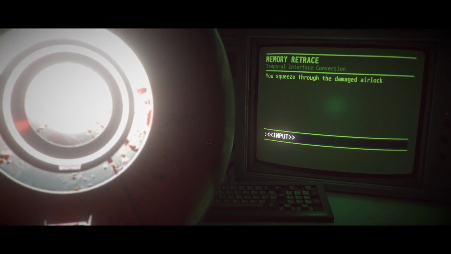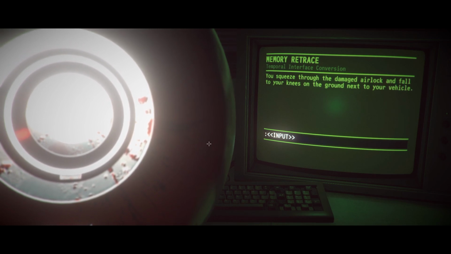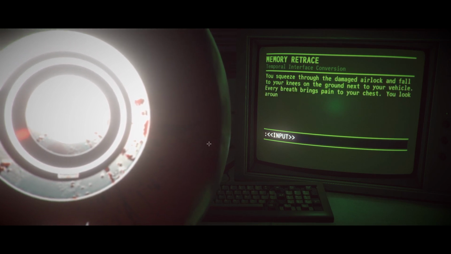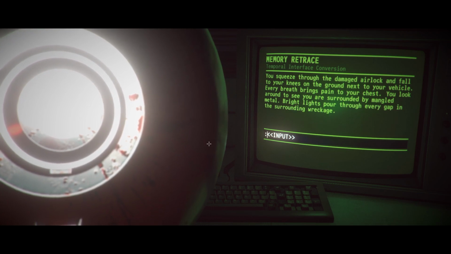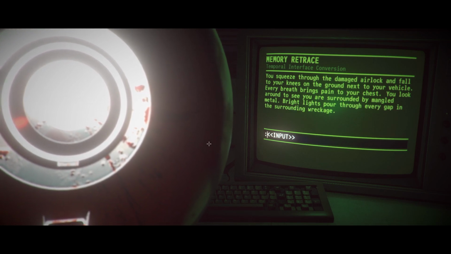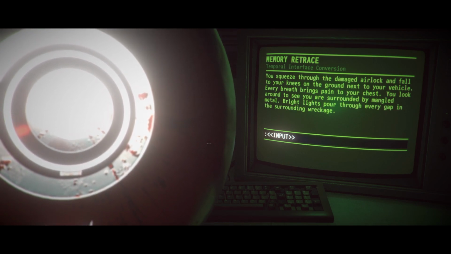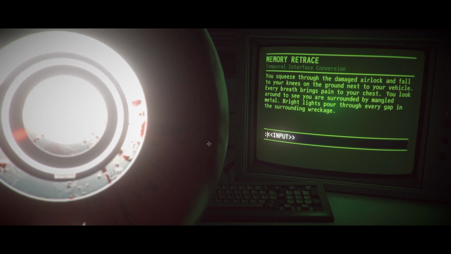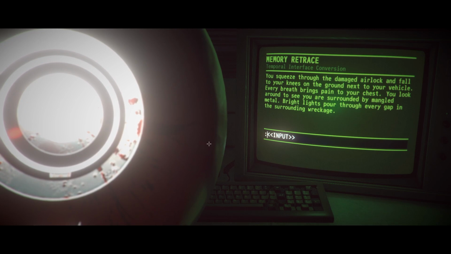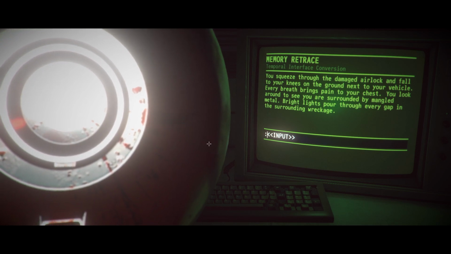You squeeze through the damaged airlock and fall to your knees on the ground next to your vehicle. Every breath brings pain to your chest. You look around to see you are surrounded by mangled metal. This is incredible. How are we getting all of this? It's describing the moment we found the ship. Mr. Asian, please continue. Bright lights pour through every gap in the surrounding wreckage.